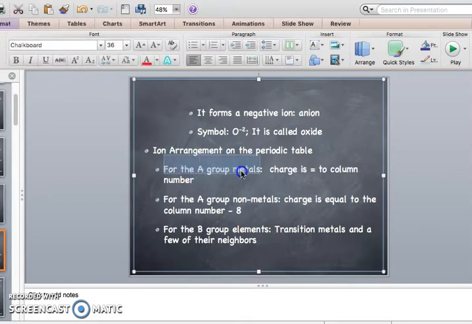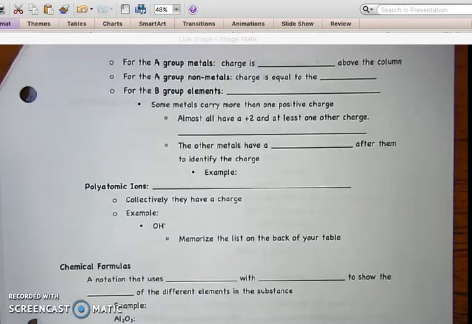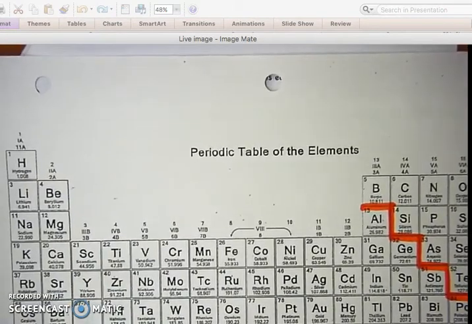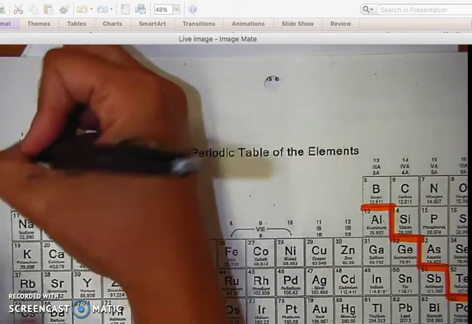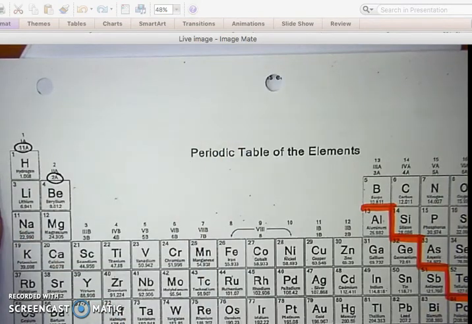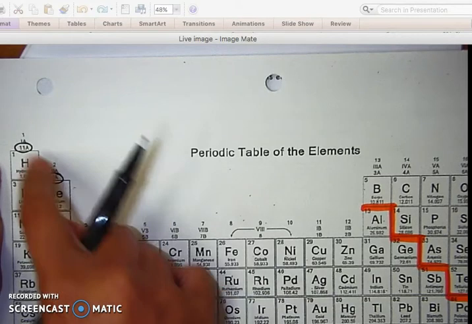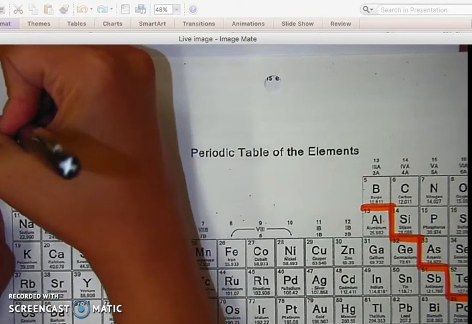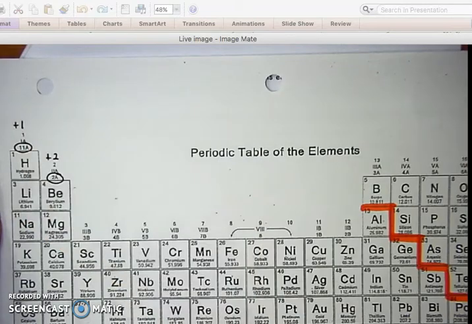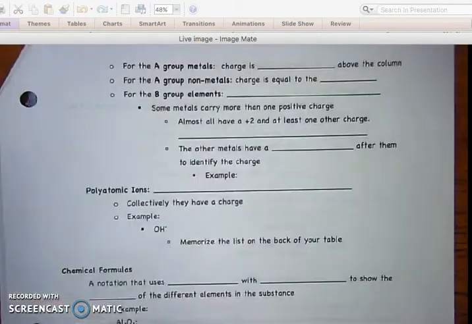For the group A metals, your charge is always equal to your column number. If you take a look at the periodic table that you all got, it's a good idea to start labeling these here. My A metals are right over here. So I have 1A, I have my 2A, and our charge is always equal to the column number. So these all have a charge of +1, and these all have a charge of +2. That's what that means there.